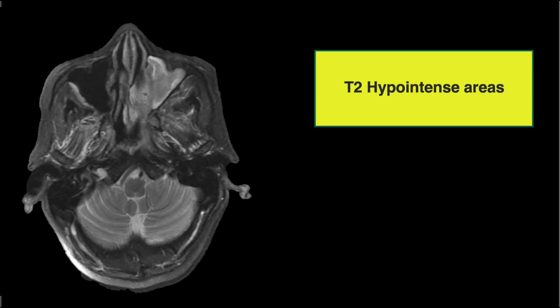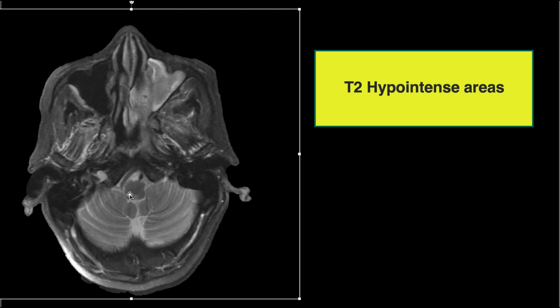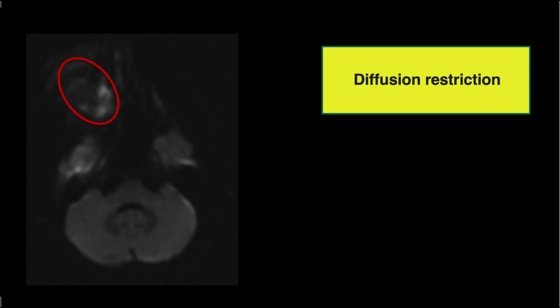So first, you have to evaluate whether there is presence of mucor or not. You can look for the presence or absence of classical T2 hypointense areas. And the next most important sign is if you find a diffusion restriction area in the sinus, most likely you are dealing with a case of mucormycosis.